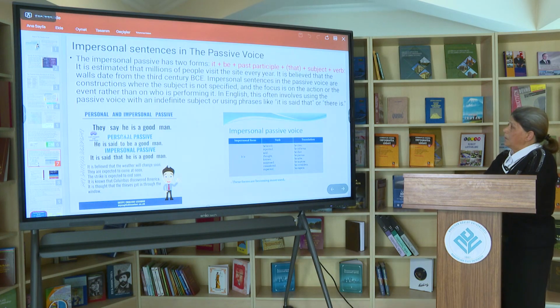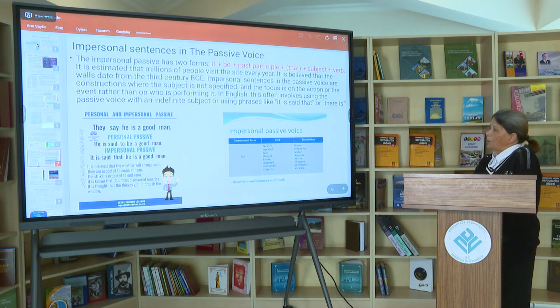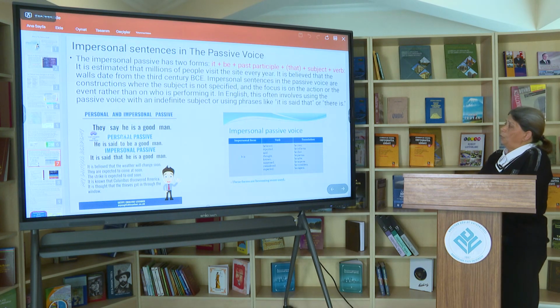Impersonal sentences in passive voice are constructions where the subject is not specified and the focus is on the action or the event rather than on who is performing it. In English, this often involves using passive voice with an indefinite subject or using phrases like it is said that or there is. And it is said, it is also used in our media language too.